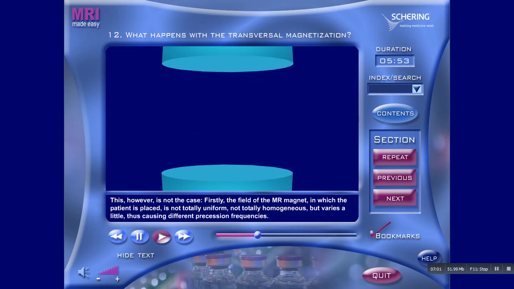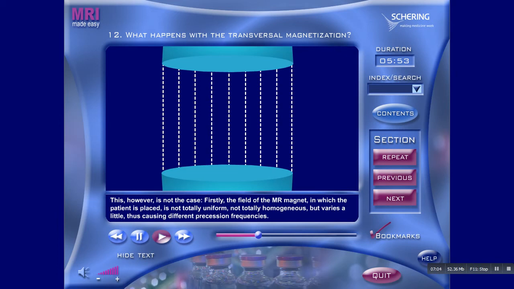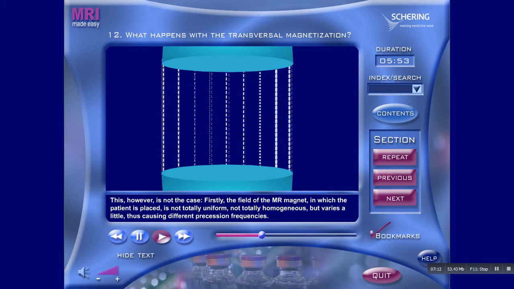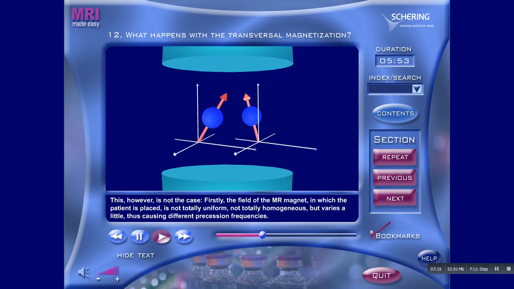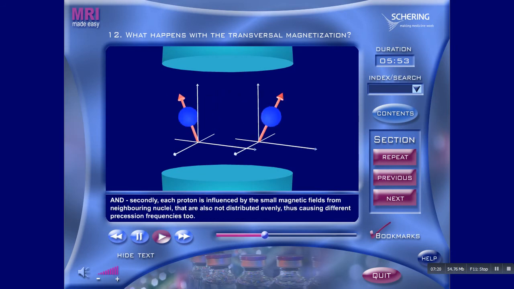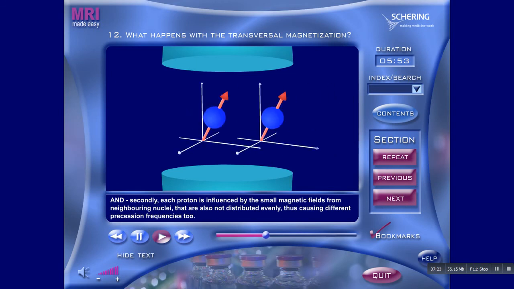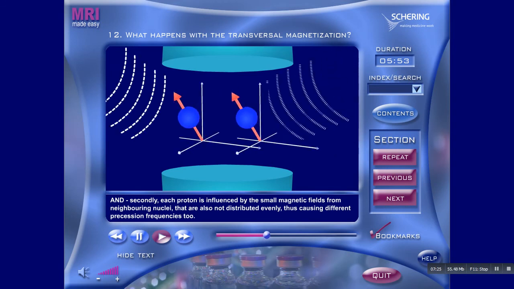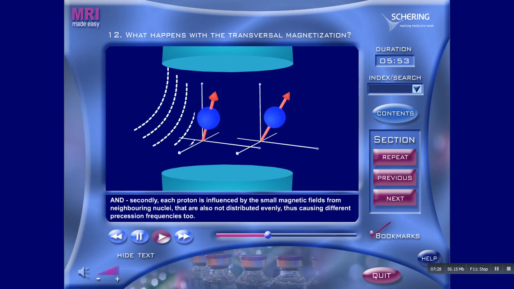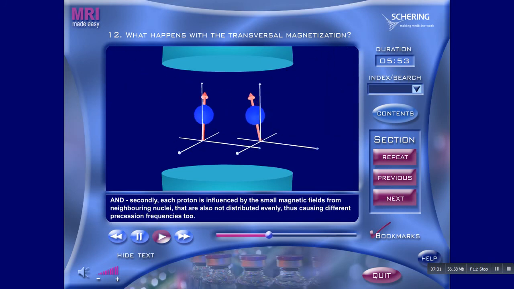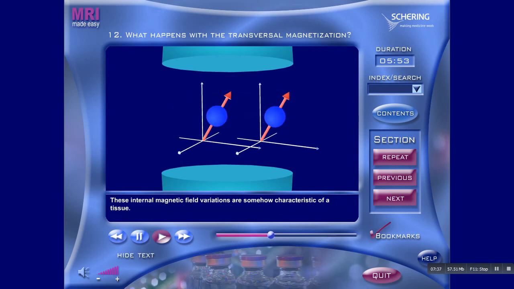Firstly, the field of the MR magnet in which the patient is placed is not totally uniform, not totally homogeneous, but varies a little, thus causing different precession frequencies. And, secondly, each proton is influenced by the small magnetic fields from neighbouring nuclei that are also not distributed evenly, thus causing different precession frequencies too. These internal magnetic field variations are somehow characteristic of a tissue.